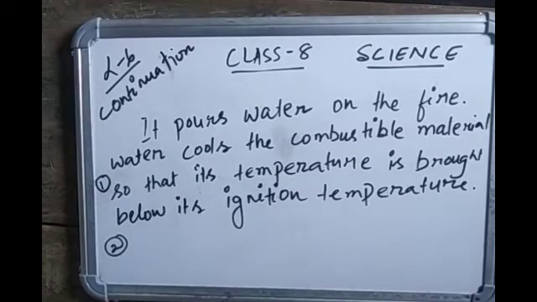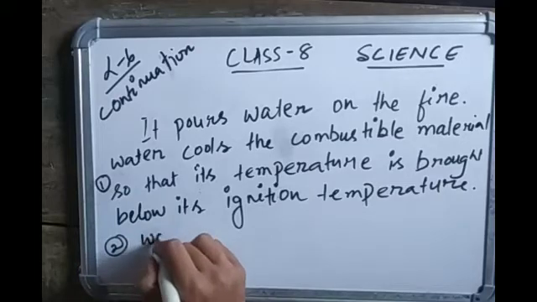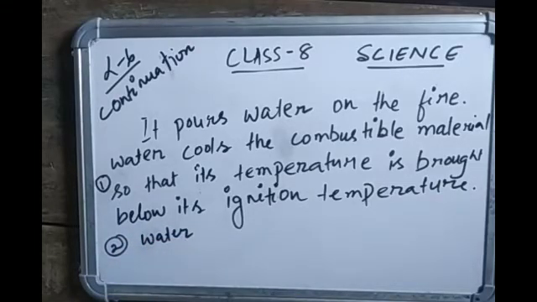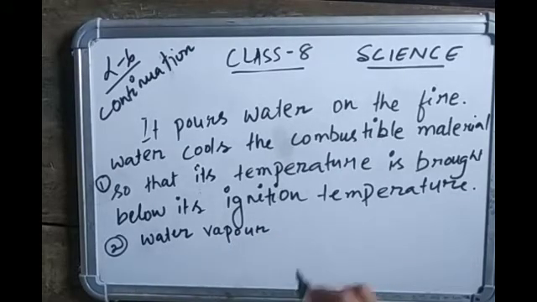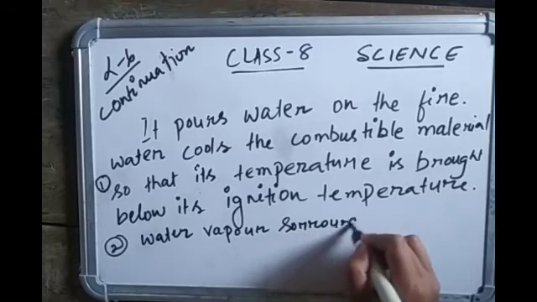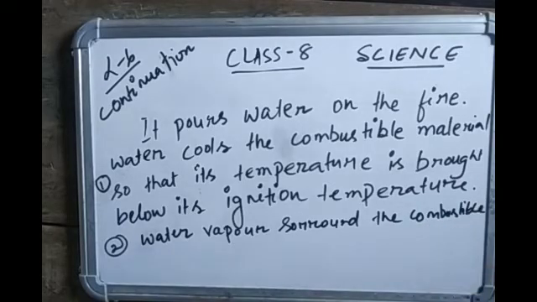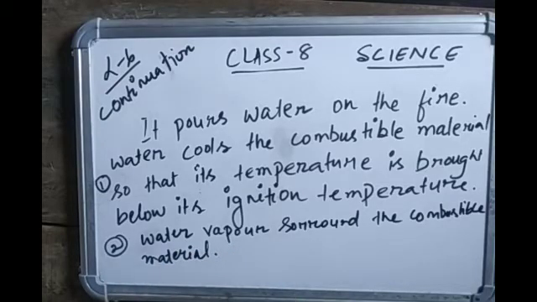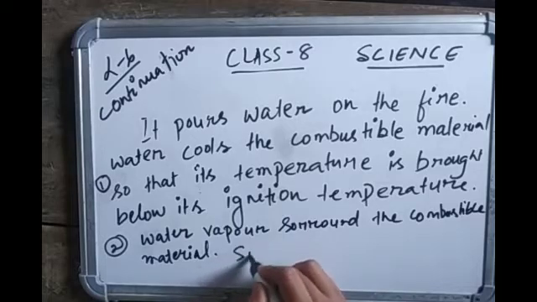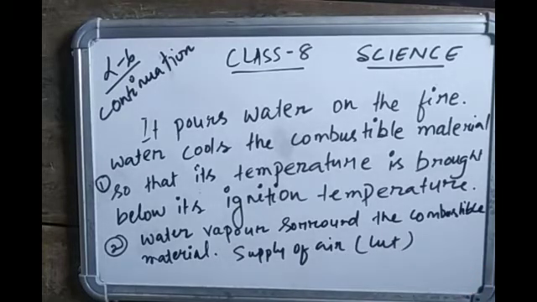Water vapor also surrounds the combustible material. A second function of water is that the liquid form of water turns into water vapor, which surrounds the combustible material, helping in cutting off the supply of air. So the fire is extinguished.